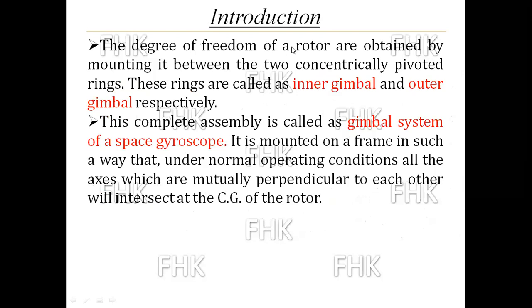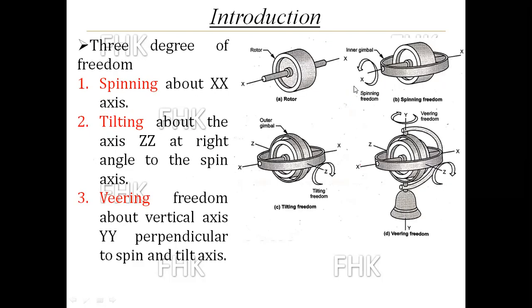The degrees of freedom of a rotor are obtained by mounting it between two concentrically pivoted rings. These rings are called an inner gimbal and outer gimbal respectively. In the figure you can see this is an inner gimbal on which that axis is mounted or pivoted at two different positions. This is one position, this is the second position at the right side of the observer.